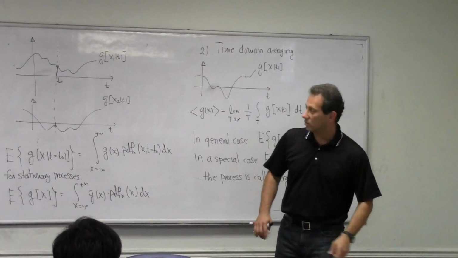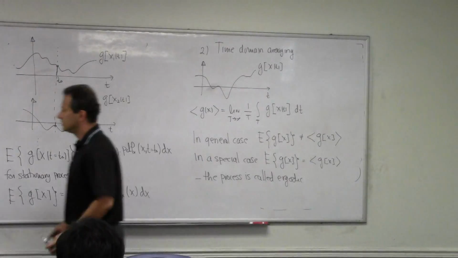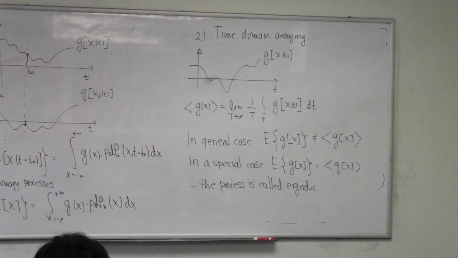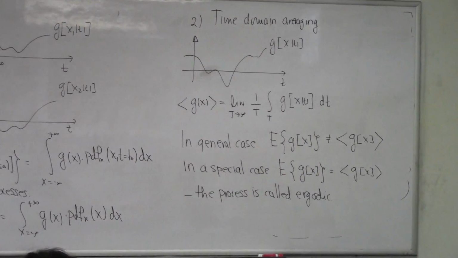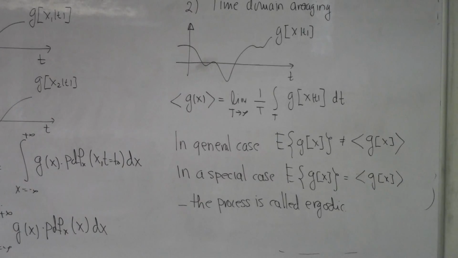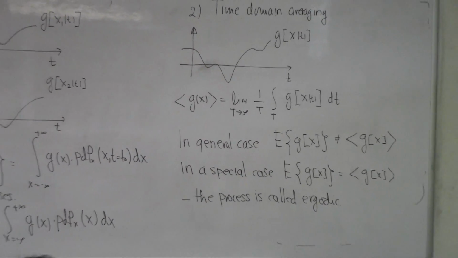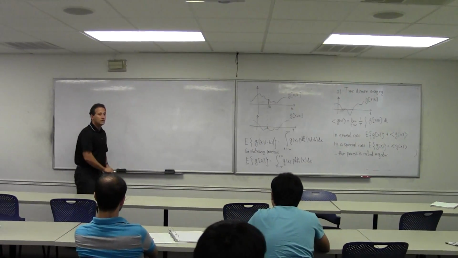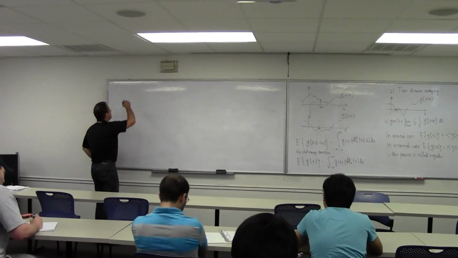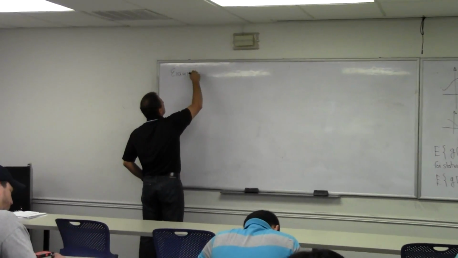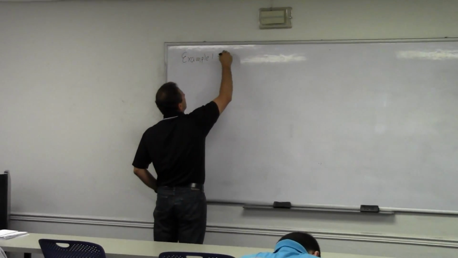Let me spend a couple of minutes. I didn't put that in the notes, but I'll give you an example of first a process that is not ergodic, so that you understand intuitively what that means. And then I'll give you an example of an ergodic process, so that you see why these two averagings essentially give you the same result. So example one, this is a non-ergodic process.